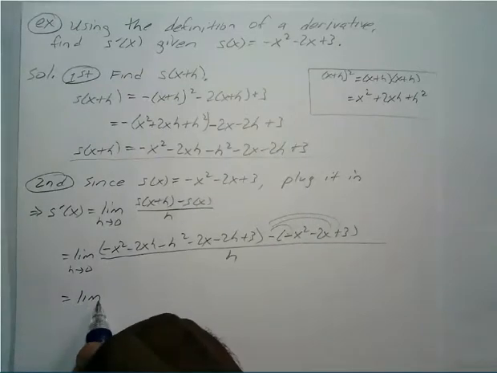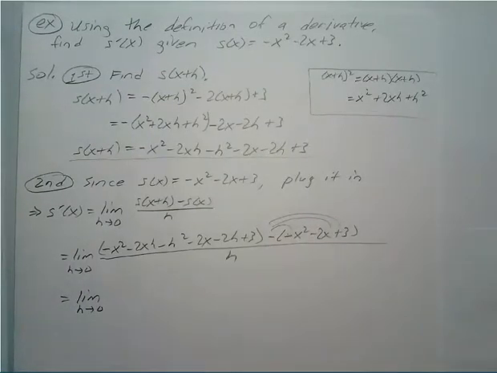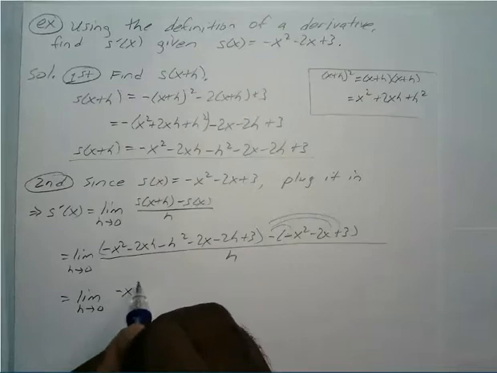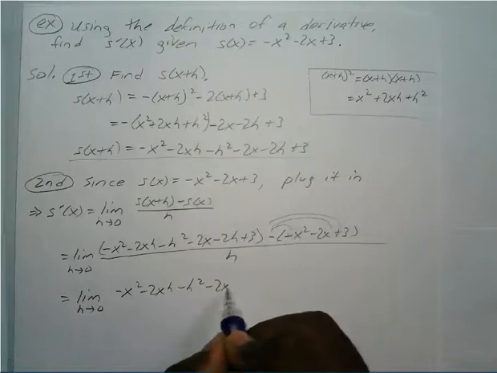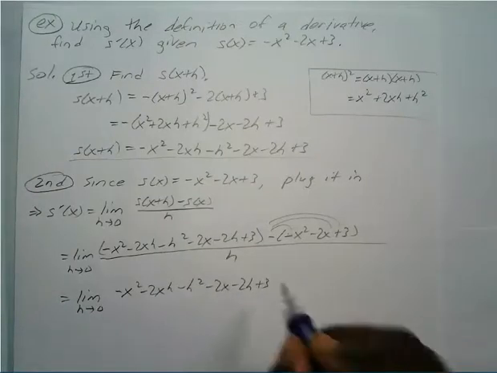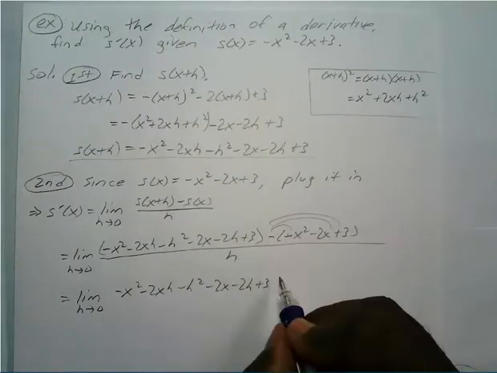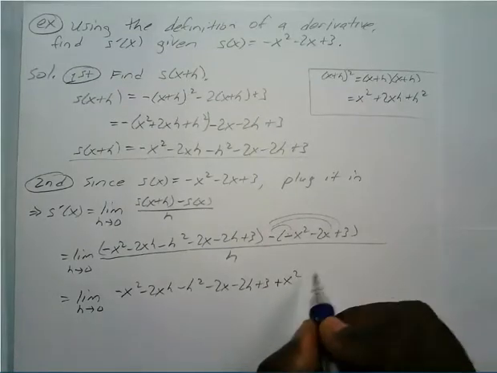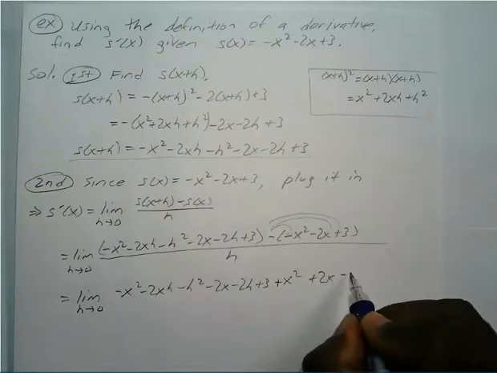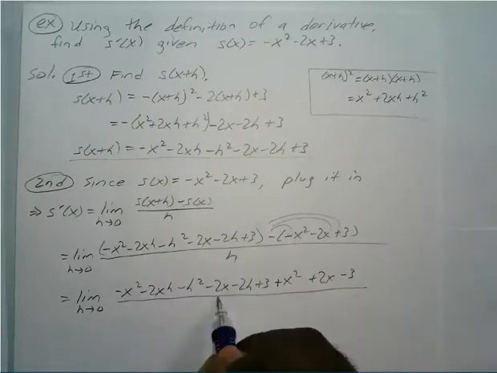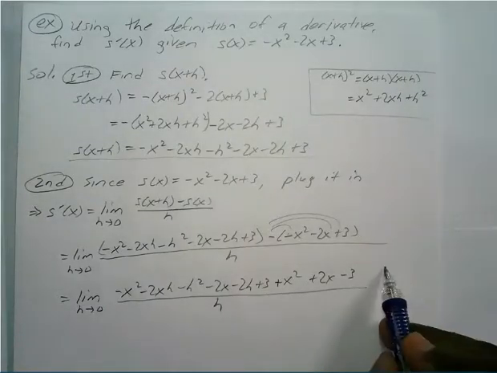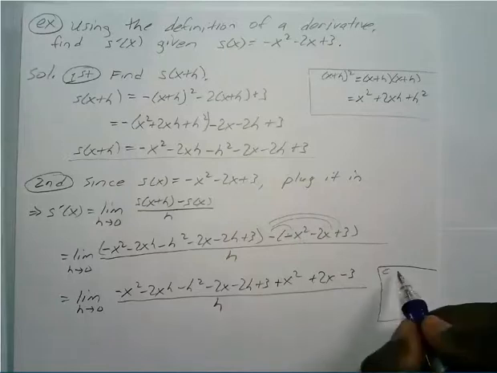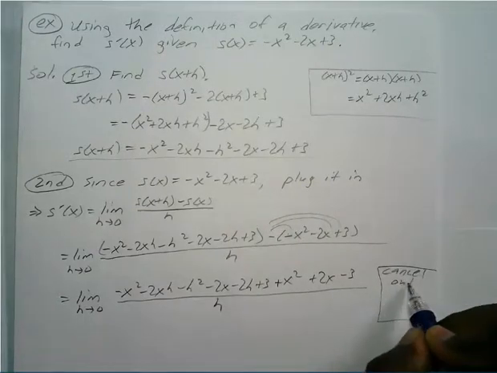So that's the limit as h approaches 0 of negative x squared minus 2xh minus h squared minus 2x minus 2h plus 3. Distribute that one, get plus x squared plus 2x minus 3 all over h. Okay, now you will know when you've done it all right because things should start to cancel out. Cancel out terms.